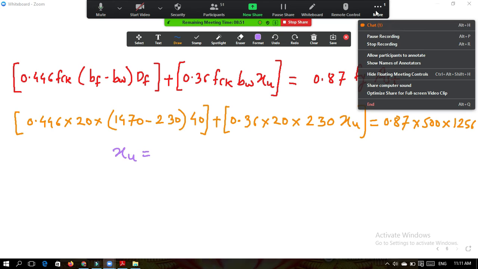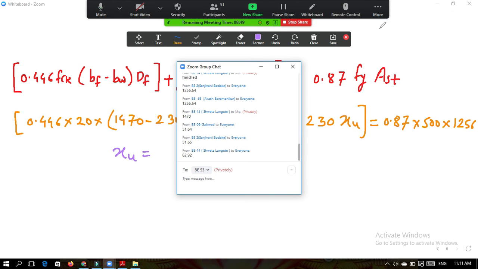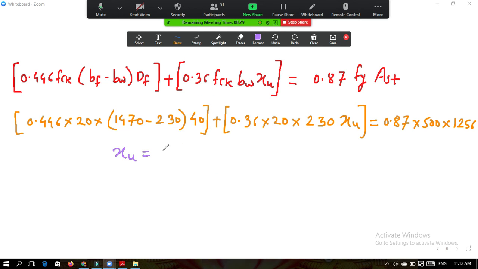Yes, I will see the answer. What is the answer? 62.92. Roll number 14 has given the answer 62.92. Others, please put your answer. Correct? Okay. So two persons are getting the same answer, which means the calculations are correct now. So 62.93, that is the answer. 62.93 mm. So this is the value of XU.